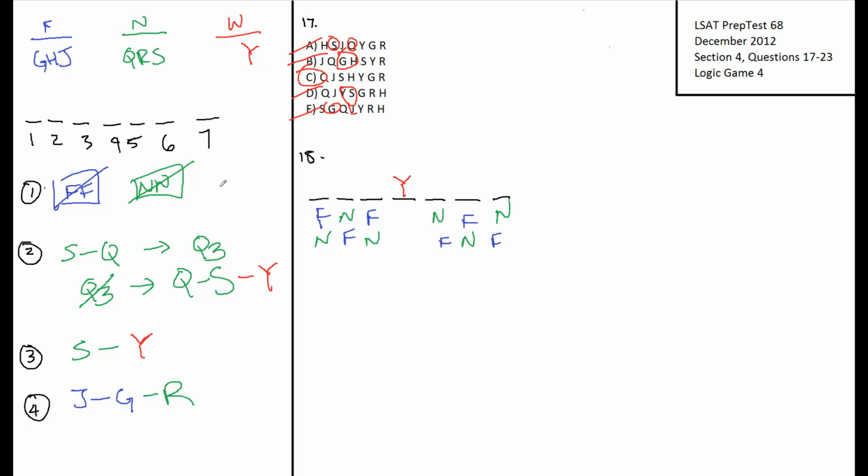And so as far as this game goes, this one is relatively easy, only because none of these other rules really come into play. If you really want to, you could say S is before Y over here. S is one of these green spaces. J before G before R, we just don't really know where that goes. Okay, but anyway, what are they asking us? They're asking us, which of the following must be true?